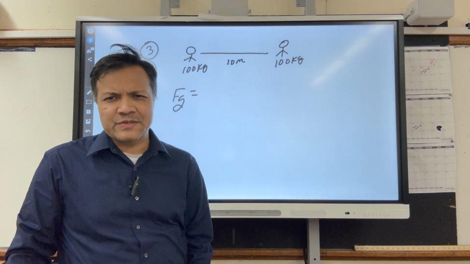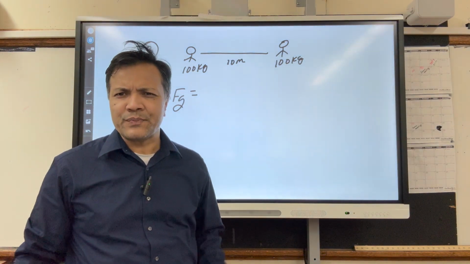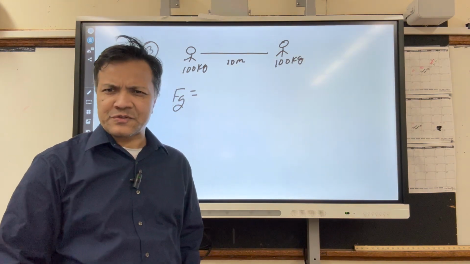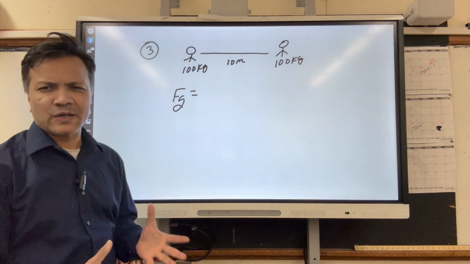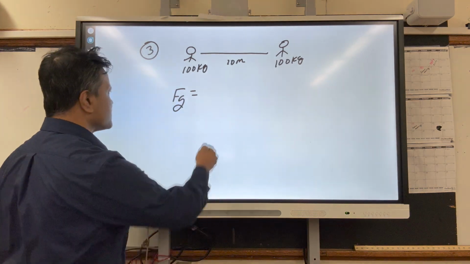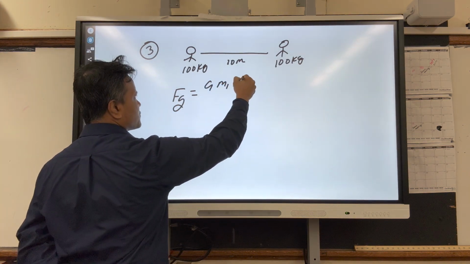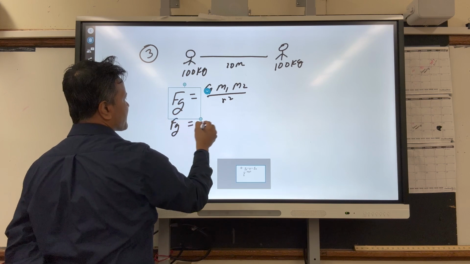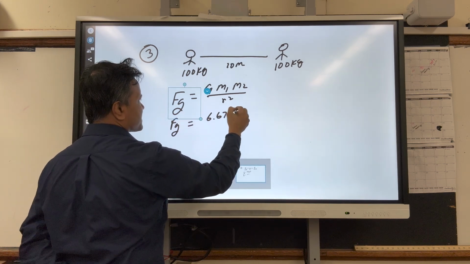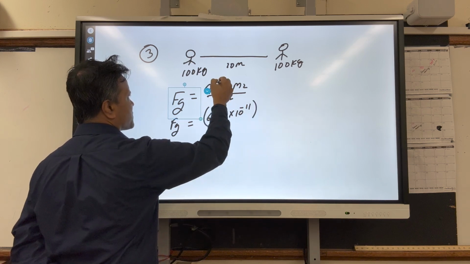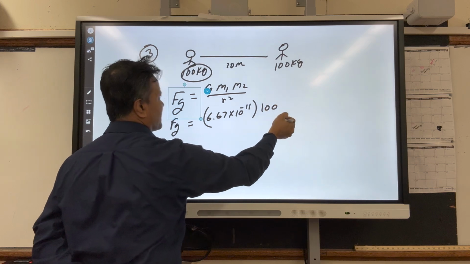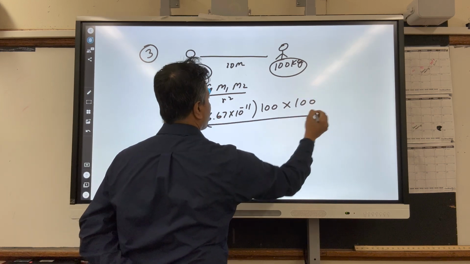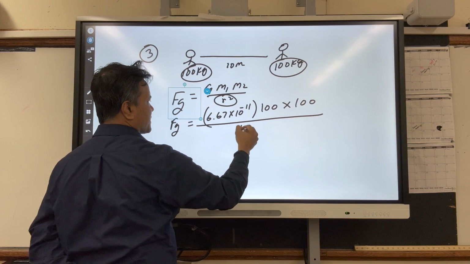So problem number 3 is very simple. I have two men separated by 10 meter, and I want you to find the gravitational force between them. So you're going to use Newton's universal law of gravity. So what is Newton's universal law of gravity? G m1 m2 over r squared. So what is the Newton constant? The Newton constant is 6.67 times 10 raised to negative 11. The mass of man 1 is 100 kilogram. The mass of man 2 is also 100 kilogram. And the distance between them is 10, squared.